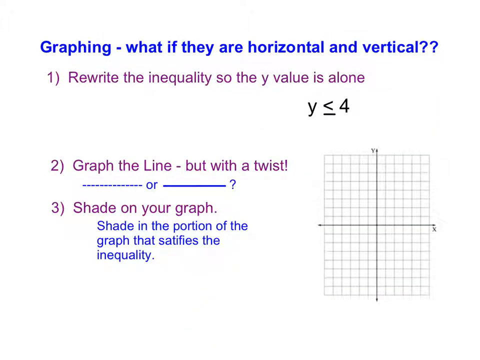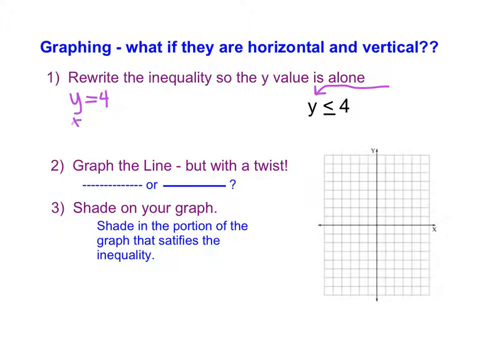So now let's test these out with horizontal and vertical lines as well. If you only have one variable contained in your equation, you're going to solve for that one variable alone. And then in order to graph it, because we don't have a slope and a y-intercept here, I want you to just temporarily turn it into an equation and think about what that would look like if it were an equation.